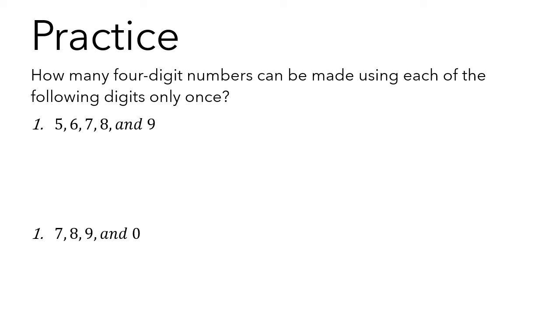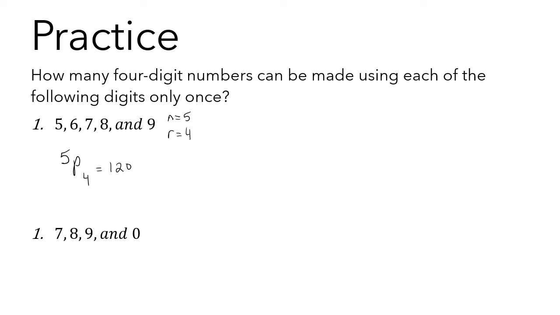How many 4-digit numbers can be made using each of the following digits only once? Okay, so in this first example, we've got 5 digits to choose from. So here my n equals 5. And we're choosing 4 of them because we're making a 4-digit number. So because order matters, because we're constructing a number, I'm going to use permutation. So it's 5 choose 4 in terms of permutation, and that's going to equal 120 different numbers.